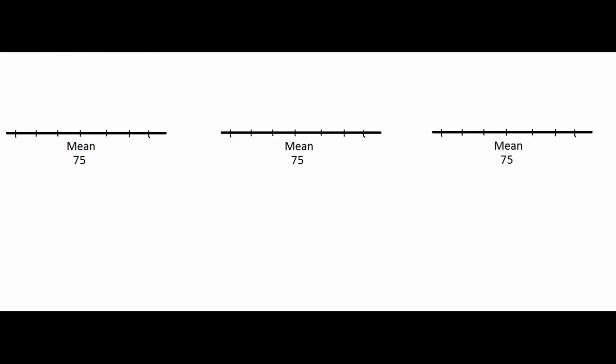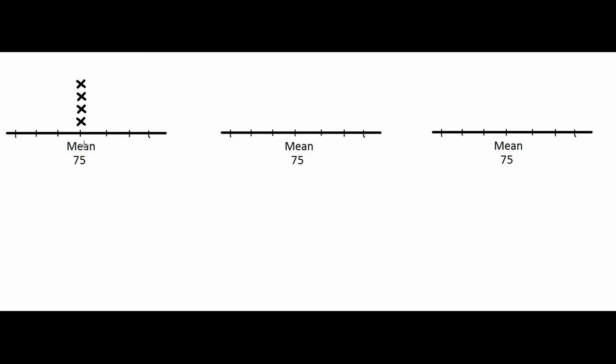So here's one possibility. It could be that all 4 of my students got the same exam score, and I'll show you what that looks like. I'm just going to make a diagram. If all 4 of my students got the same exam score, if they all got 75, then the mean of the class would be 75, and the data would have no dispersion to it because every value is the same.